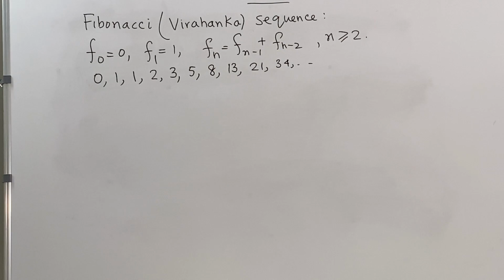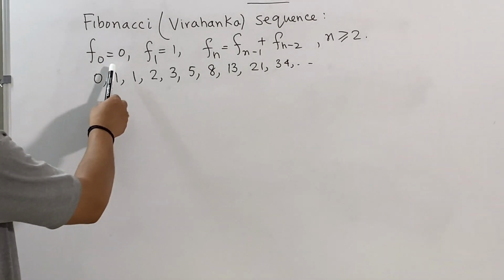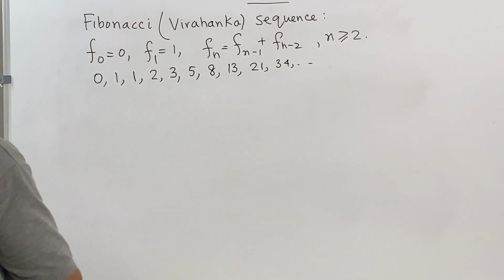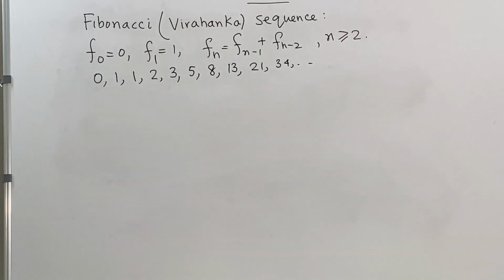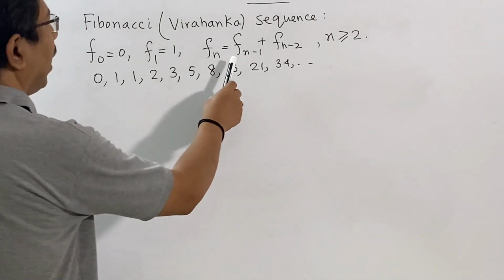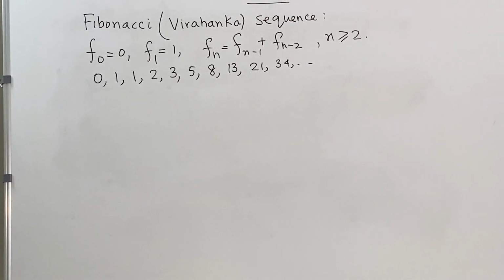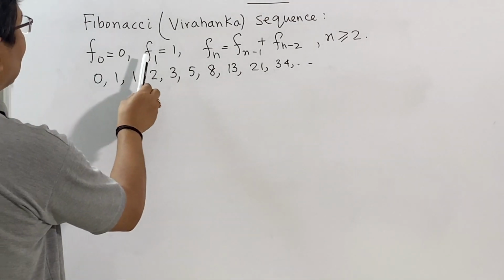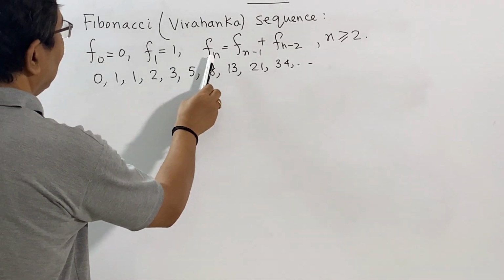In this edition, we will be discussing the Fibonacci sequence, which has the first term 0, then the second term is 1, and subsequent terms are formed by summing up the previous two terms. The first term is denoted as f0, the second term is denoted as f1.